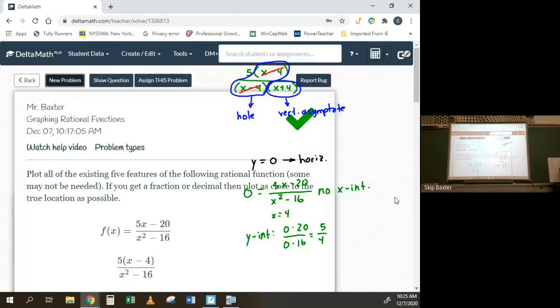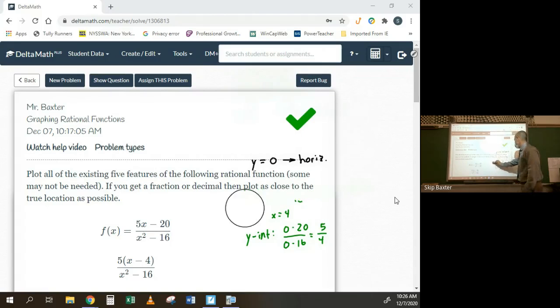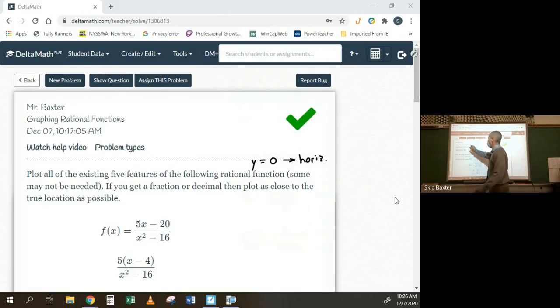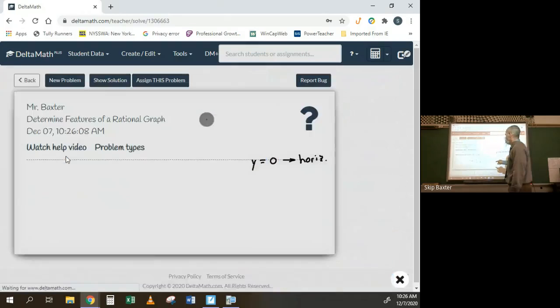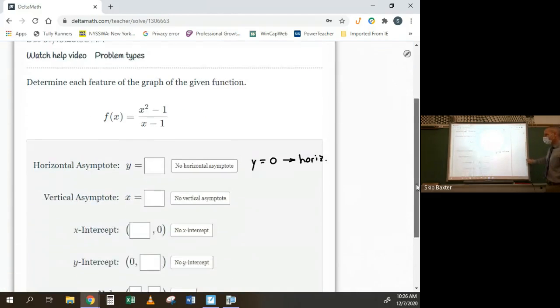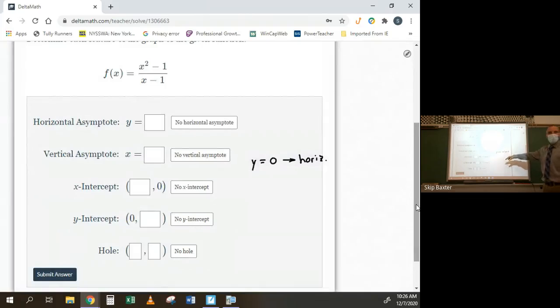Does that make sense? So that's what they want you to do in this section of the Delta Math. You got to do 3 of those, and then there's another section of the problem that's kind of the same thing, except you don't have to actually graph it, but you still have to do the same 5 things: horizontal asymptote, vertical asymptote, x-intercept, y-intercept, and hole. So in this case, you just type in the correct answer instead of actually moving the stuff and graphing it. Does everybody understand? So you got to know how to do those 5 things, though.